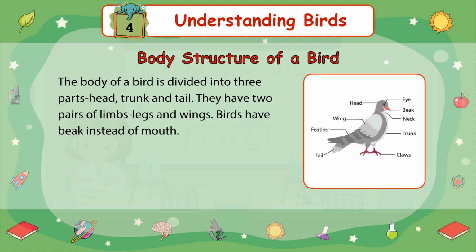The body of a bird is divided into three parts: head, trunk, and tail. They have two pairs of limbs, legs, and wings. Birds have a beak instead of a mouth. Head, eye, beak, neck, trunk, wings, feather, claws, tail.